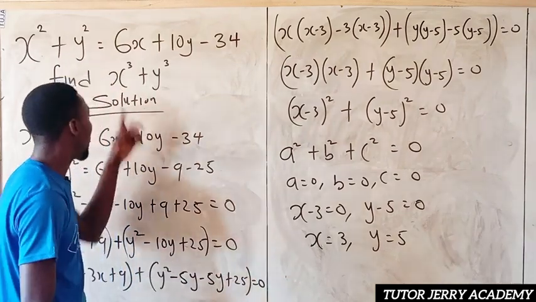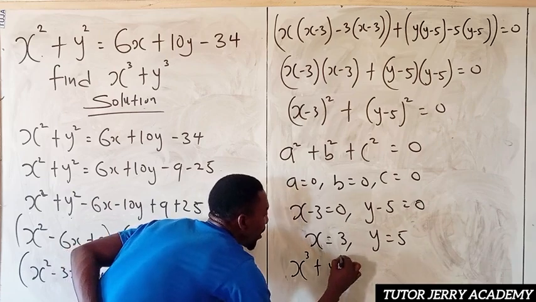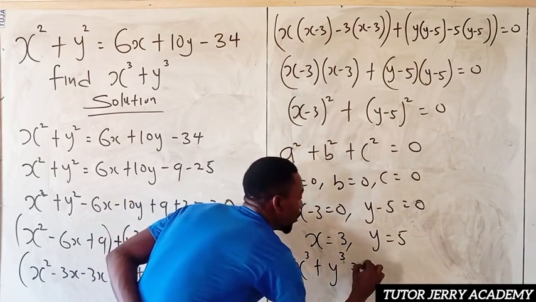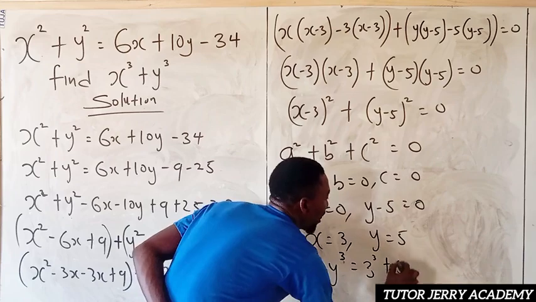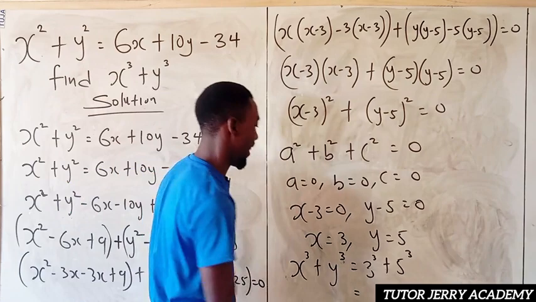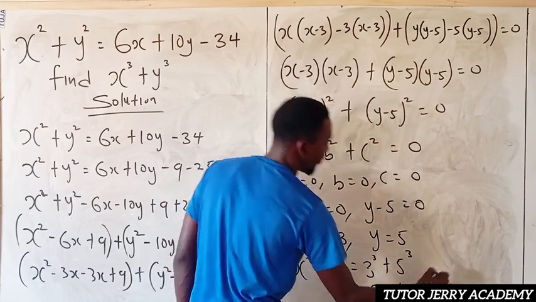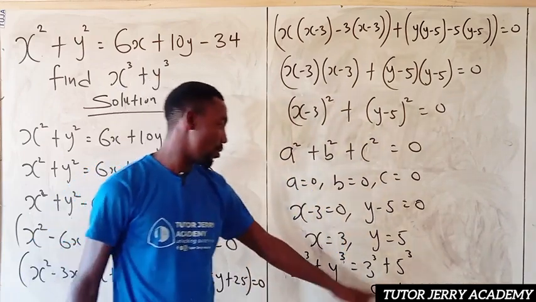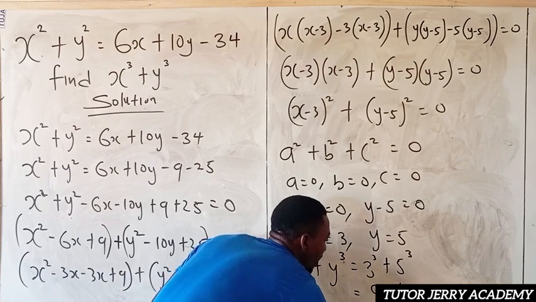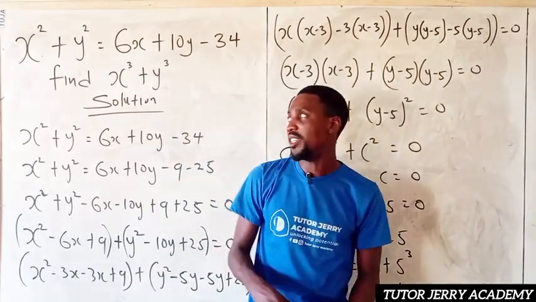So now here we are going to have x to the power of 3 plus y to the power of 3, sorry, which is equal to 3 to the power of 3 plus 5 to the power of 3. So if you press that, 3 to the power of 3 is 27, and 5 to the power of 3 is 125. If you add this together, you are going to have 152. So it shows that our final answer is 152.